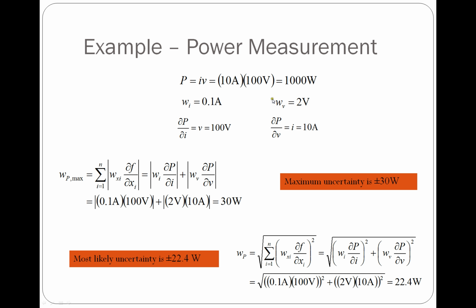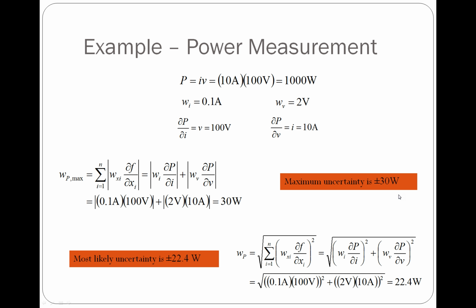Then I have to repeat that with my voltage measurement. I'm going to take the partial derivative of the power with respect to voltage, which we said was going to be current, or 10 amps, and multiply that by the uncertainty in the voltage measurement, which is 2 volts. I'm going to take the absolute value of that. I'm going to take each of these terms and add them together, and that gives us a maximum uncertainty of 30 watts. So we would say that the maximum uncertainty with 99.9% confidence is 1 kilowatt, or 1,000 watts, plus or minus 30 watts.